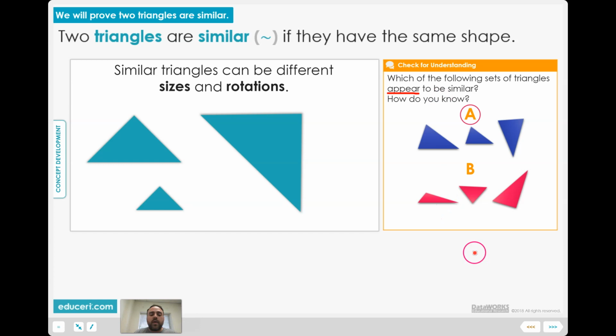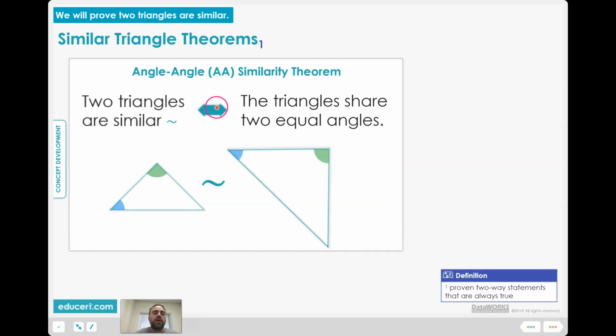But we do have a way to be able to tell for sure, and that's what we're going to get into, especially when we think about this word prove two triangles are similar. If you're going to prove something, it's like proving it in a court of law. You need to have a really good reason, a really good explanation. It can't just be that, oh, it appears that they did something. We need some proof. So let's talk about what type of proof we have. The different ways that we can prove two triangles are similar. These are called the similar triangle theorems. Theorems means that it's a proven two-way statement that is always true.